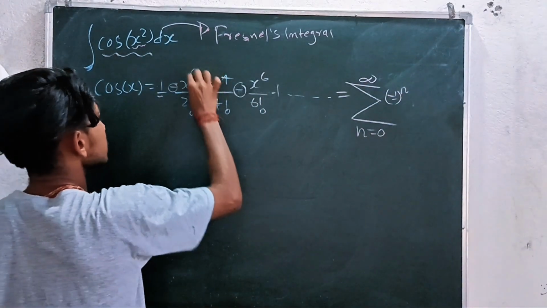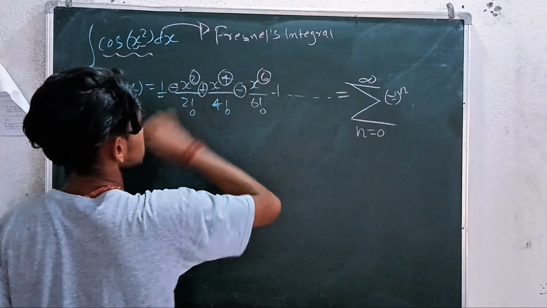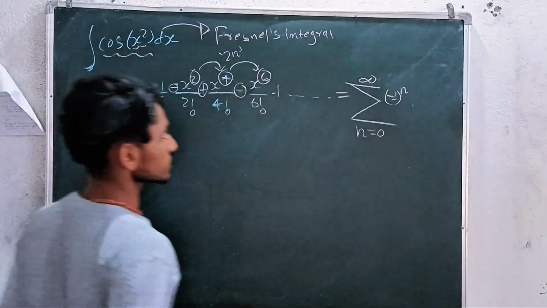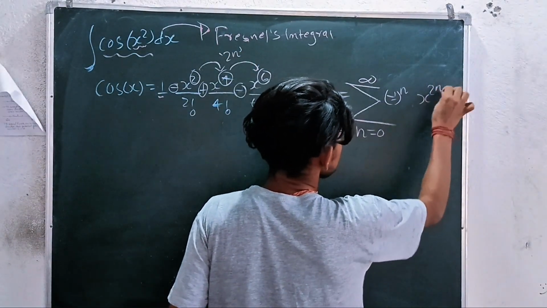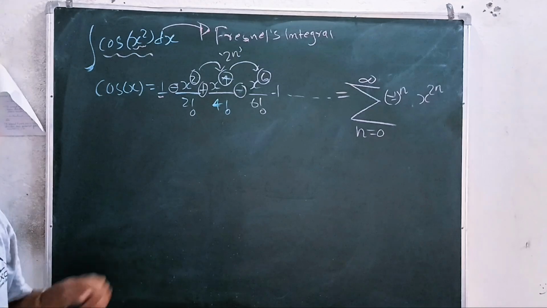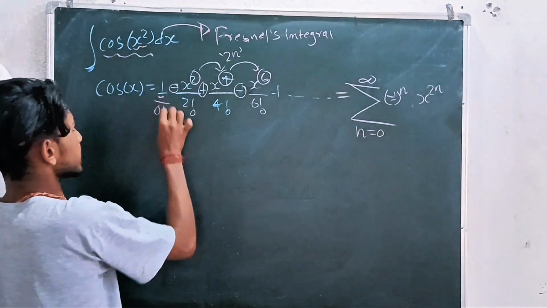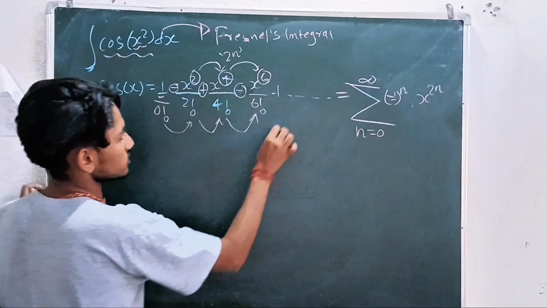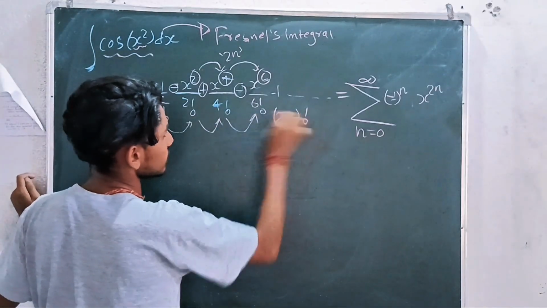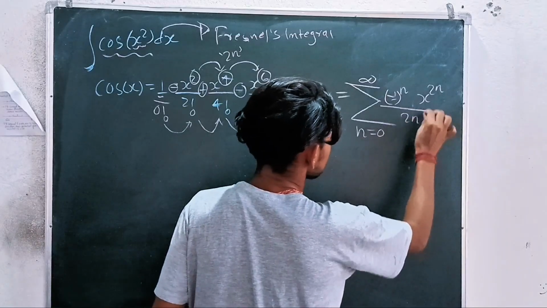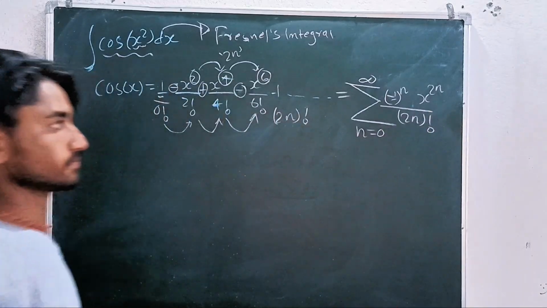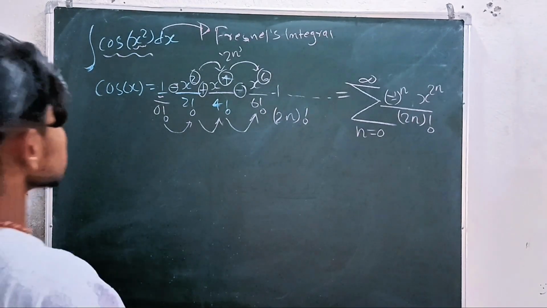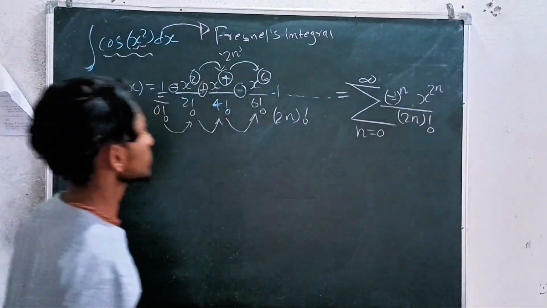The power term increases by 2 as you move from one term to another, that is 2n, so we can write it as x raised to 2n. The factorial also increases by 2. If you write 0 factorial, then 2, 4, 6, it goes like 2n factorial. So it is going to be 2n factorial here. I think it is very clear to you.